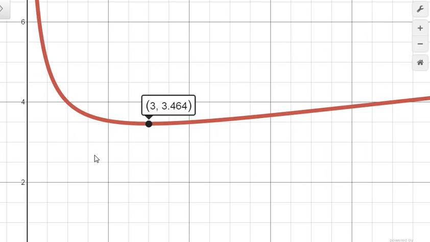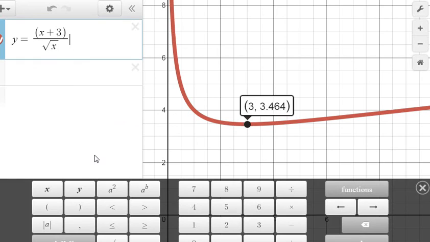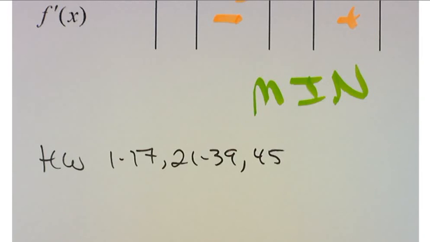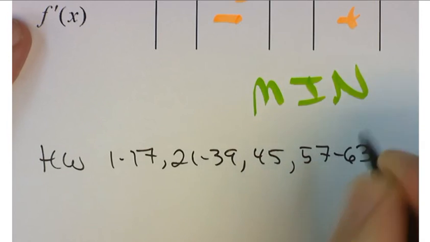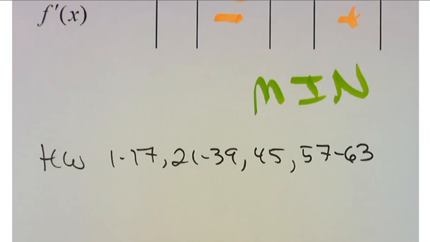For homework, try 1 through 17, 21 through 39, and I'm going to get really choosy from here on out. So 45 and 57 through 63. So I skipped a lot of problems in here. I want to keep this light for you so that you'll work on it and get something good out of it. Okay, good luck.